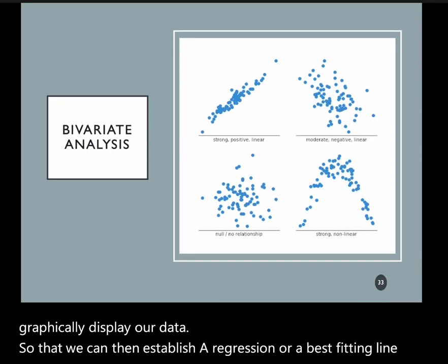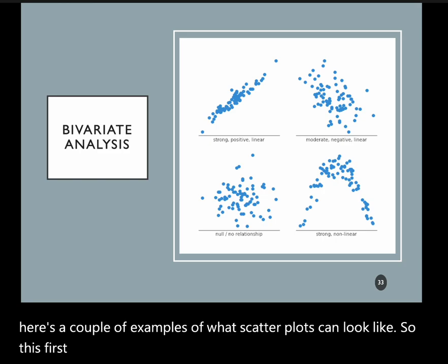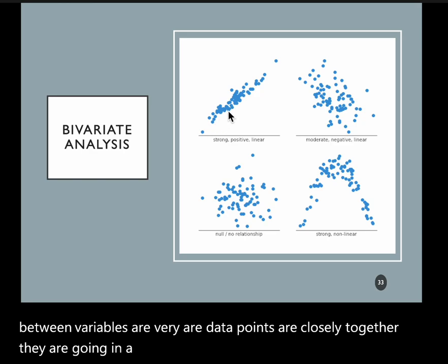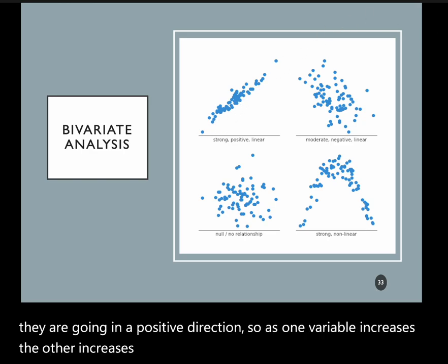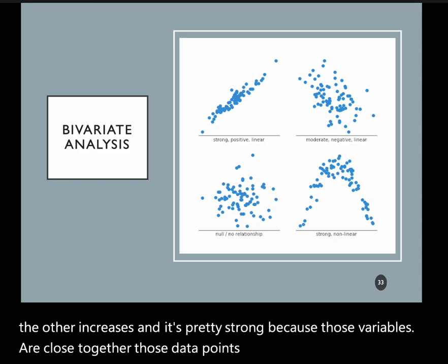So here's a couple of examples of what scatter plots can look like. In this first one, we can see a strong positive linear relationship between variables. Our data points are closely together. They are going in a positive direction, so as one variable increases, the other increases. And it's pretty strong because those data points are close together.